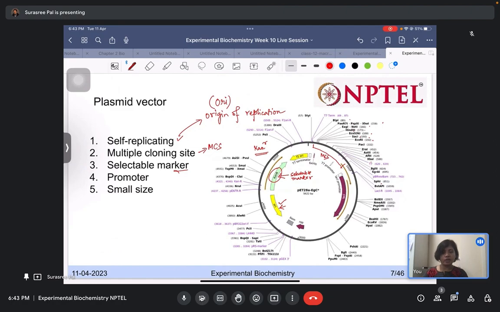So to prevent loss of the plasmid vector, we put an antibiotic pressure so that the plasmid vector cannot be lost during several generations of the bacterial cell, right? Next, the next point is the promoter. The promoter sequence is, obviously, you know if you have studied transcription, important for the transcription of our gene of interest, right?